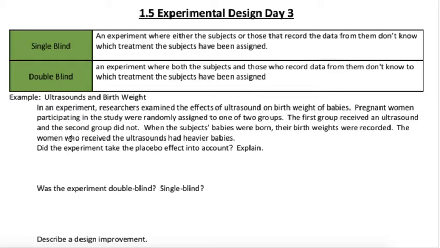So in our first example, it says ultrasounds and birth weights. In an experiment, researchers examined the effects of ultrasound on birth weight of babies. Pregnant women participating in the study were randomly assigned to one of two groups. The first group received an ultrasound and the second group did not. When the subjects' babies were born, their birth weights were recorded. The women who received the ultrasounds had heavier babies. Did the experiment take into account the placebo effect?